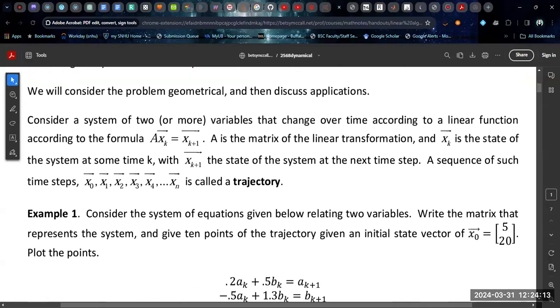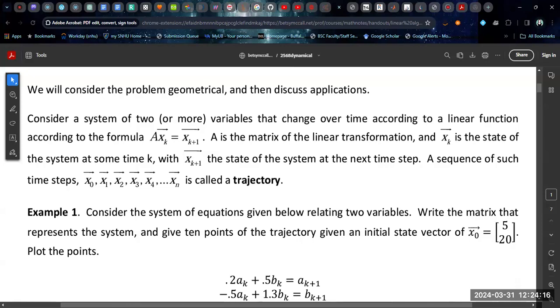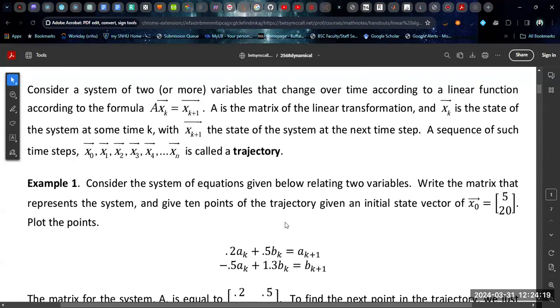All right, so we're going to consider the problem geometrically, and then we'll discuss some specific applications. So first, we want to consider a system of at least two, but potentially more variables that change over time according to a linear function. And the relationship is that we have some change of state matrix A multiplied by our initial state vector, x sub k, and then that gets modified when you multiply them together into being the new state vector, x sub k plus 1. Now, a sequence of such steps, x sub 0, x sub 1, x sub 2, etc., is called a trajectory.